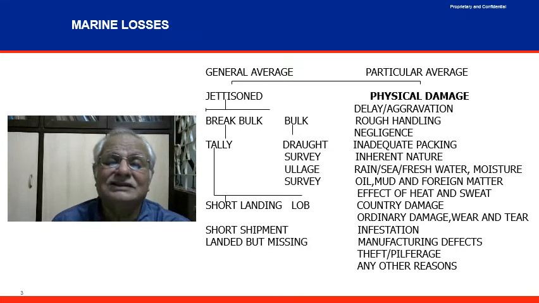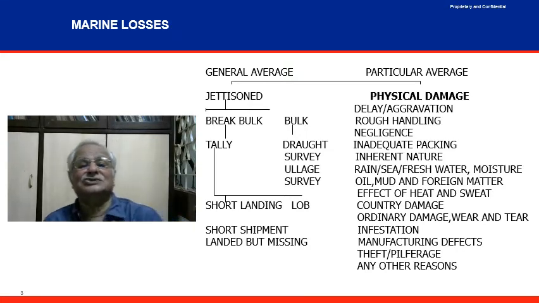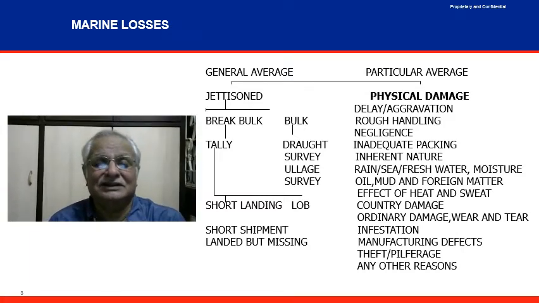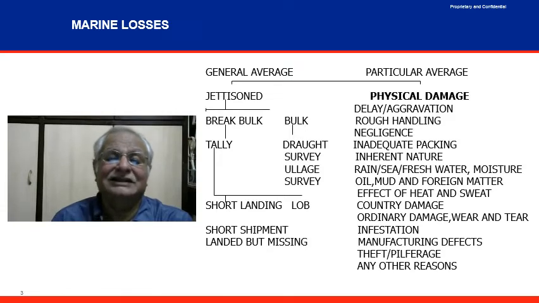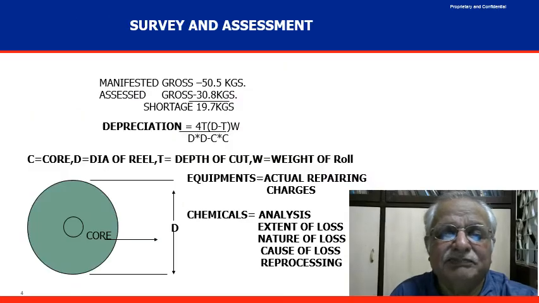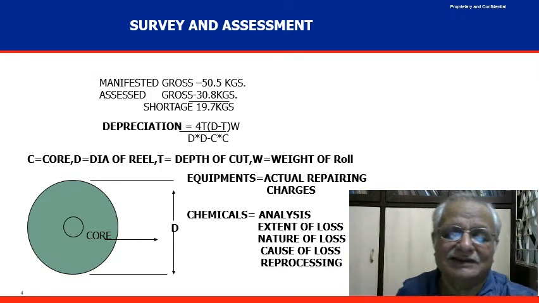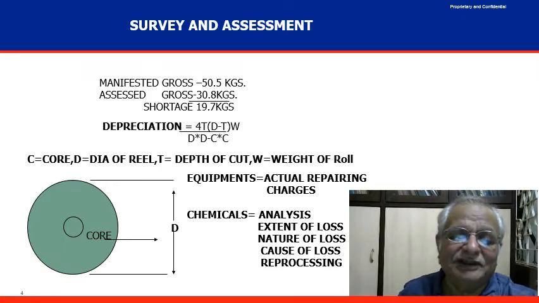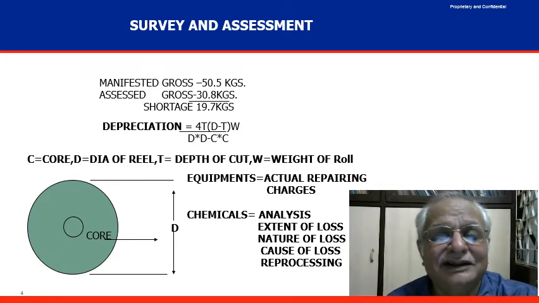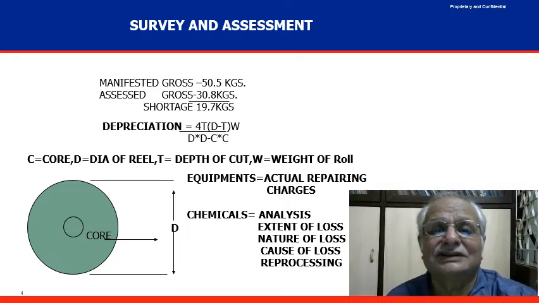So always, in the surveyor's comment, we should take allegations as to cause of loss from the consignee: what is your opinion, why has the loss taken place? And then the surveyor can comment whether he agrees or disagrees with the reason given. Simple methods of loss assessment: for example, if you have the difference between gross to gross, the difference in weight is the net shortage.